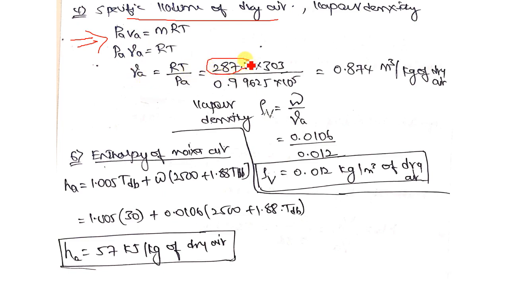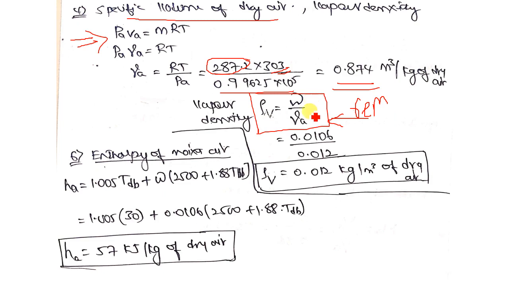Now vapor density is given by specific humidity divided by, you have to remember this, this particular formula you have to remember. So the vapor density is given by the specific humidity divided by the specific volume of the dry air. Just substitute the values and you will get the value of the vapor density.